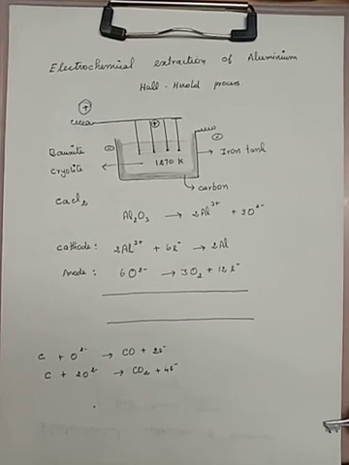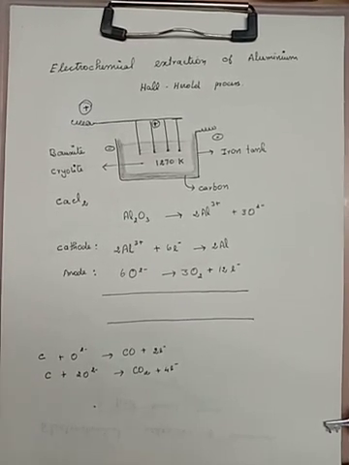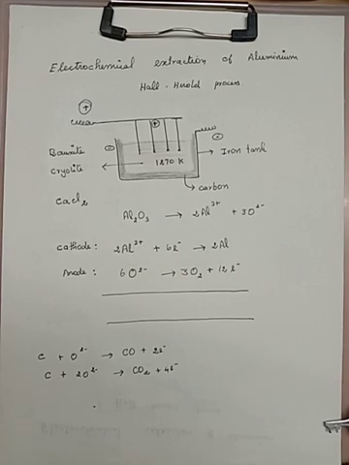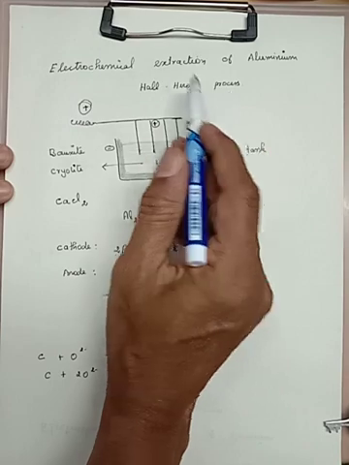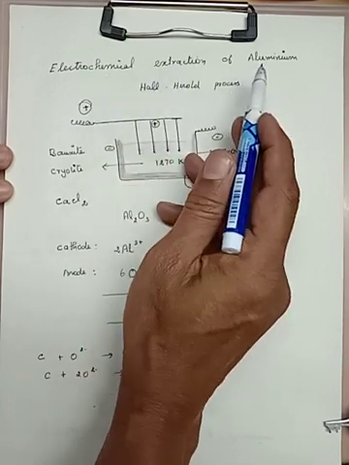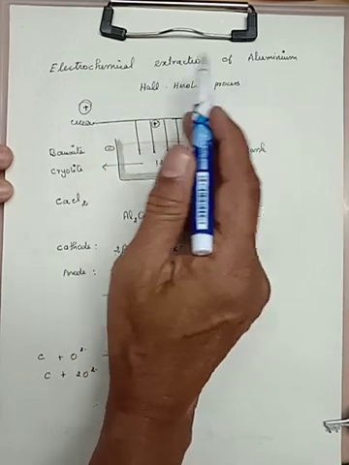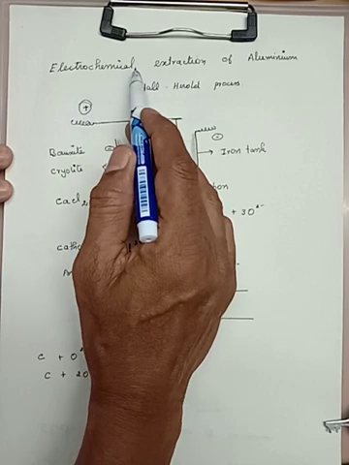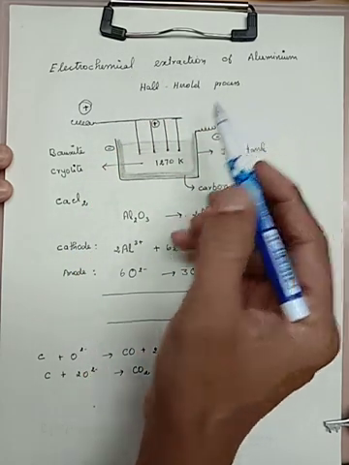Good morning, students. We are going to see the extraction of aluminium, a process called the Hall-Héroult process, the electrochemical extraction of aluminium. Using an electrochemical method, we are going to extract aluminium.